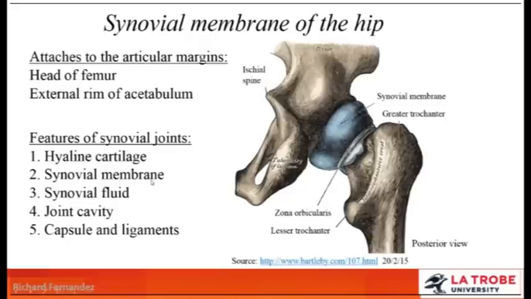Synovial membrane is basically there to help produce synovial fluid. Synovial fluid fills the joint cavity and acts as a lubricant, a lot like engine oil in a car's engine to lubricate all the mechanical components. The next feature is the joint cavity, which is the space between the bones. It's actually the joint cavity that allows synovial joints to have their extended range of movement. The last feature is the joint capsule and ligaments. The joint capsule surrounds the whole joint and helps attach the 2 bones together.